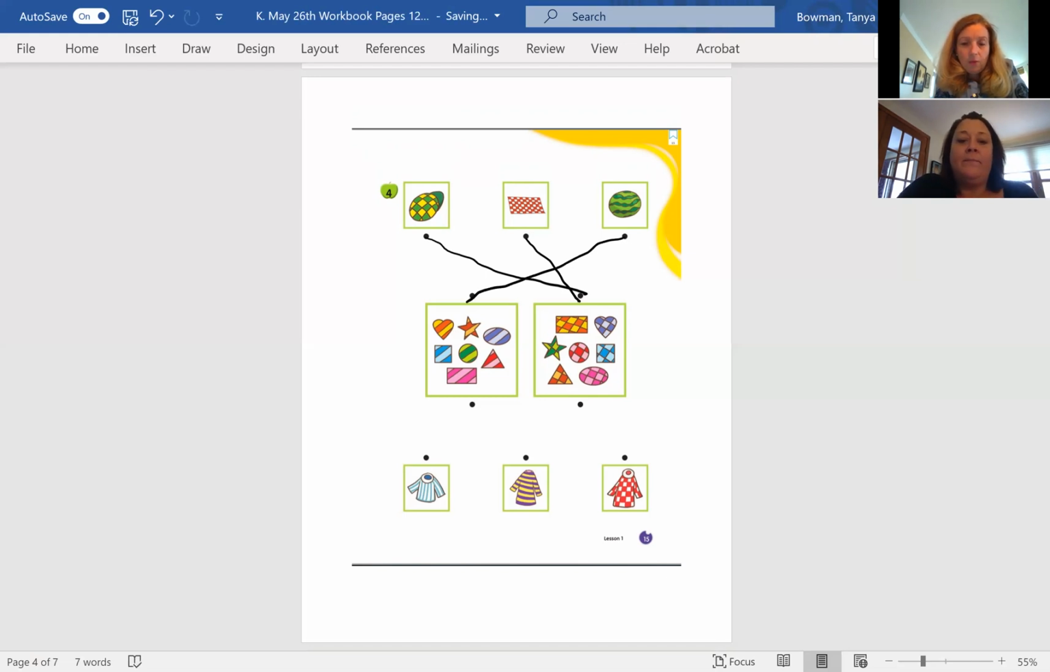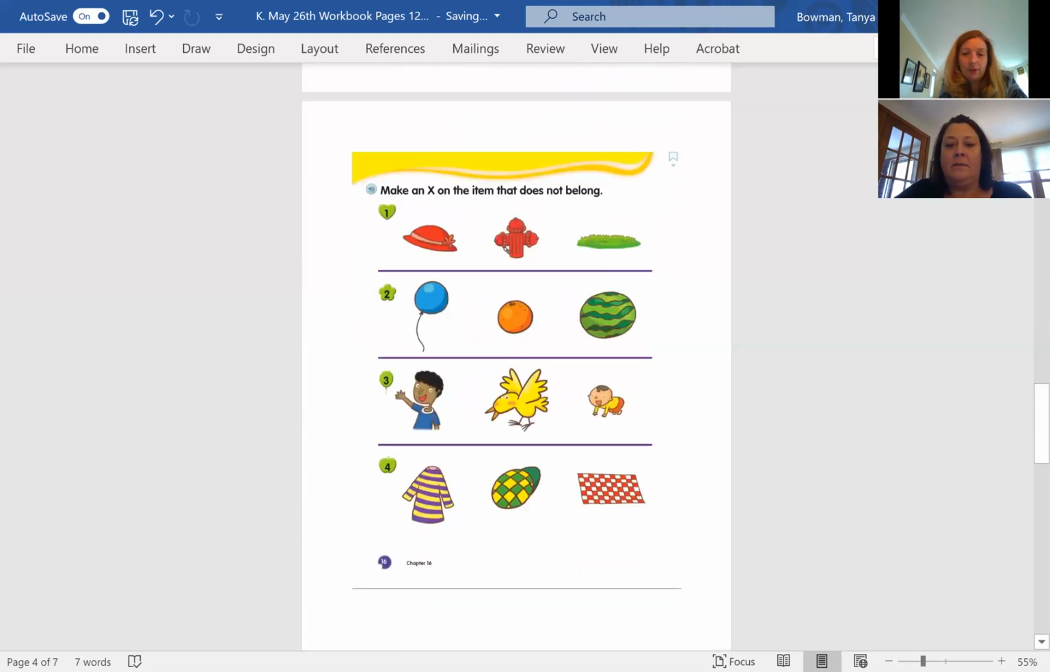Perfect. And we're going to look at the bottom now, and these look like clothes. So the first one looks like a pair of pajamas, and that is definitely going to go to the stripes. And the second, maybe a coat or a sweatshirt, also has stripes on it, so that's going to go to the stripes. And then that last coat there is checkered, so that's going to go to the box with the checkered shapes. Very good. All right, here we go.